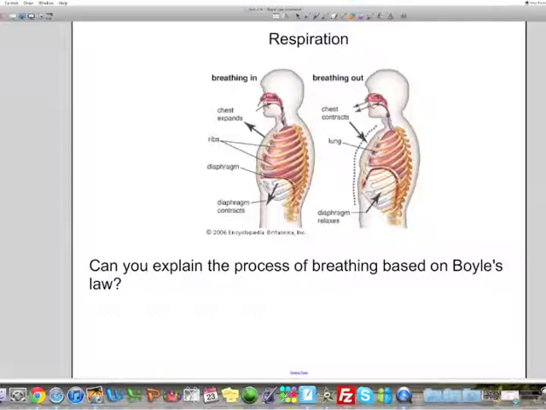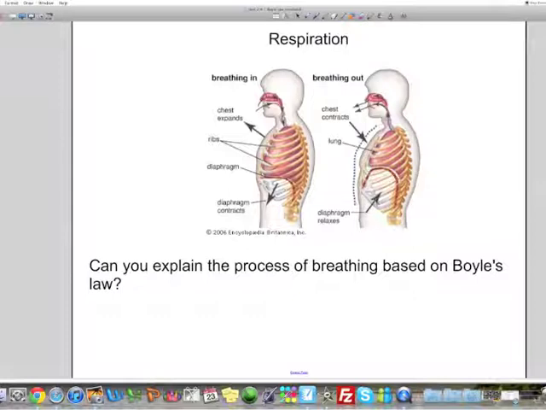So the answer is, again, we're talking in terms of pressure versus volume, right? So when we're breathing in, if you take a deep breath, you're going to see that your rib cage is expanding. So that means the volume is increasing. If the volume of your rib cage is increasing, that means it's lowering the pressure inside your lungs. So the pressure outside, the atmospheric pressure, is greater than the pressure inside your lungs, and therefore, it's going to push some air into your lungs.